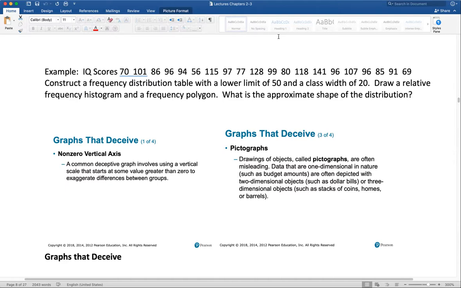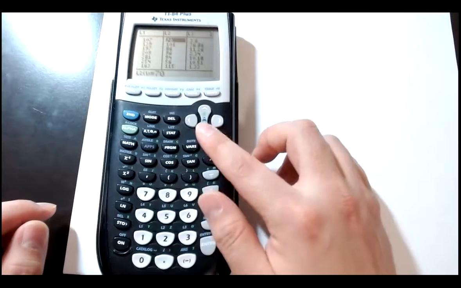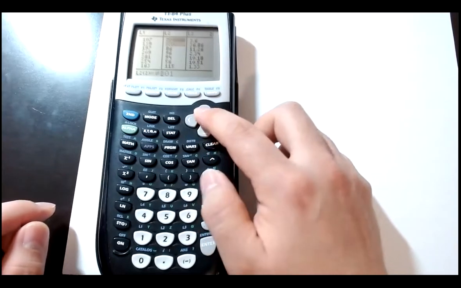Also, I'm going to plot the frequency histogram too. I mean, the relative frequency histogram too. Okay, I already entered the IQ score data into column L2.